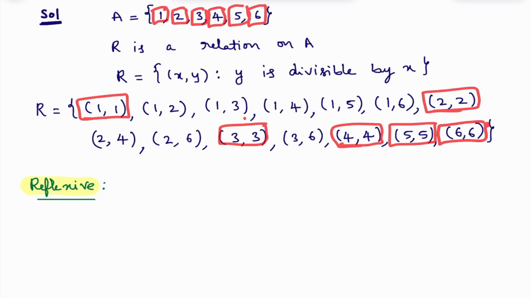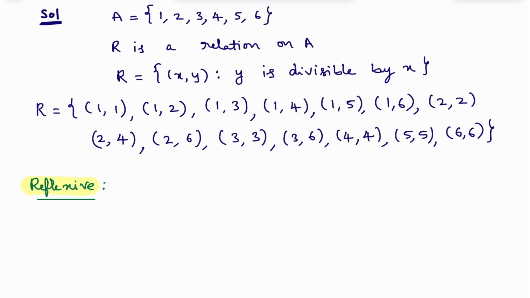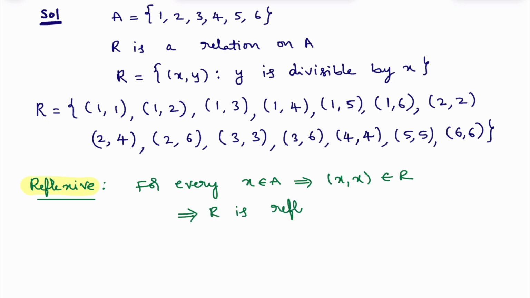So what happened here? For every x in set A, the ordered pair x comma x is there in this relation. So I can say that this relation is reflexive. I hope you understand. So how will you write the answer? You need to write like this: for every x in set A implies the ordered pair x comma x belongs to the relation. From this, we can say that the relation R is reflexive. I hope you understand this.